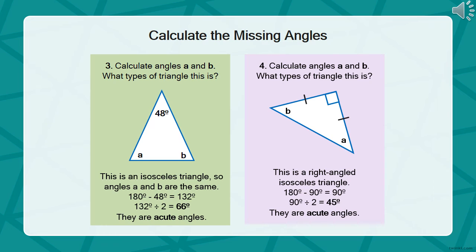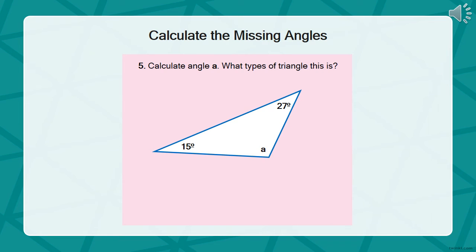Triangle number 4 is a right-angled isosceles triangle. So again, we can subtract the right angle from 180, and we can then divide the 2 remaining angles by 2, giving us 45 for each.